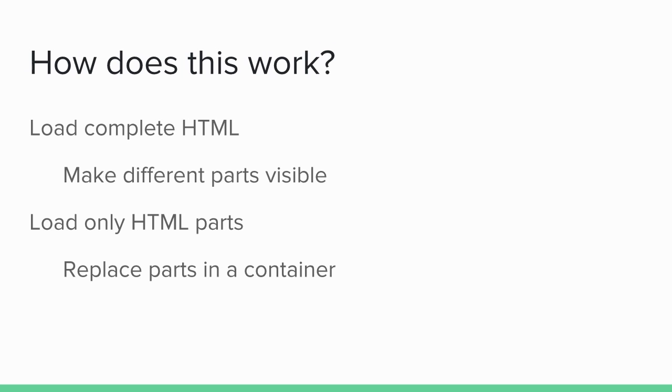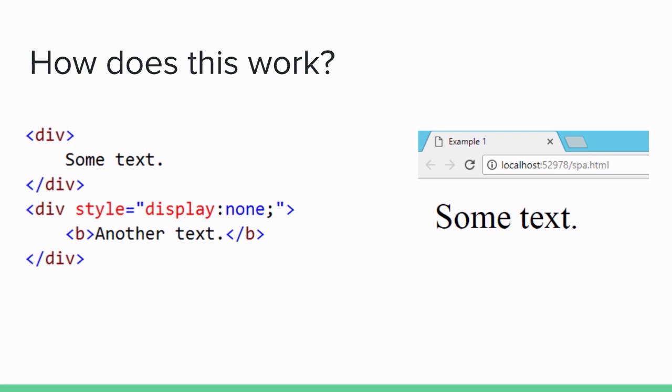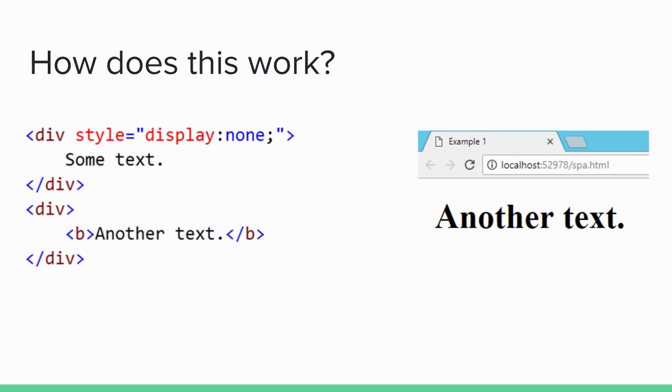Here is a short example. As you can see, two divs are in this HTML snippet, but one is hidden with the CSS statement display none. Now when we want to see the other div, we can just display it and hide the other one. Quite simple and works like a charm, but as mentioned, be careful with bigger projects.